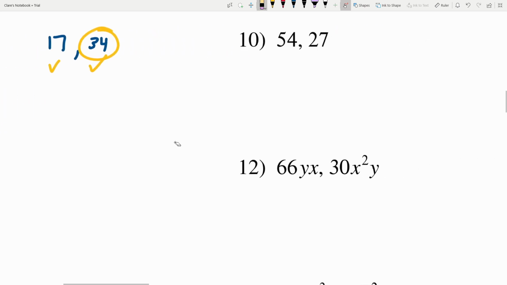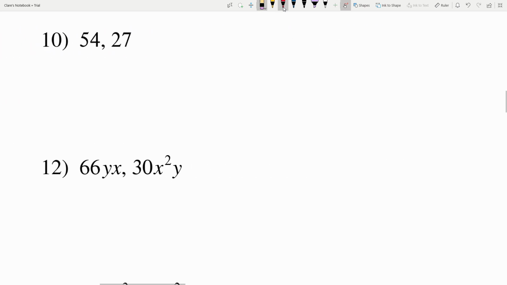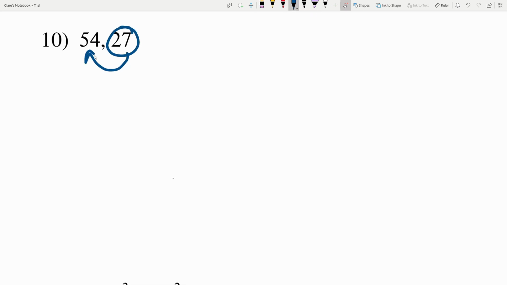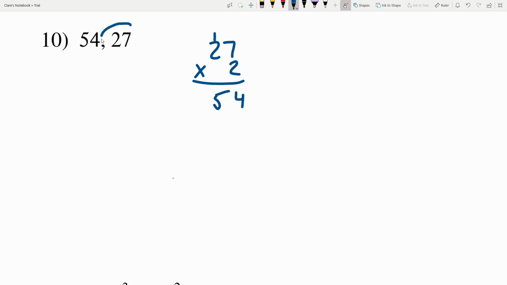Now on to number 10. We have 54 and 27. If we're looking at 27, I know that 27 goes into 54. 27 times 2 equals 54. So the greatest common factor of both of those is going to be 27.